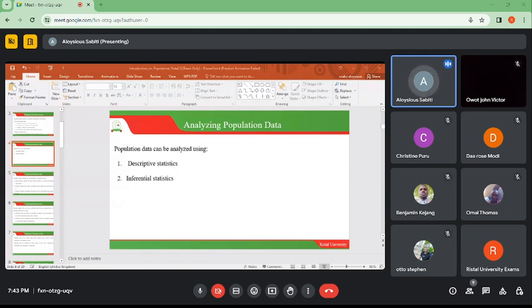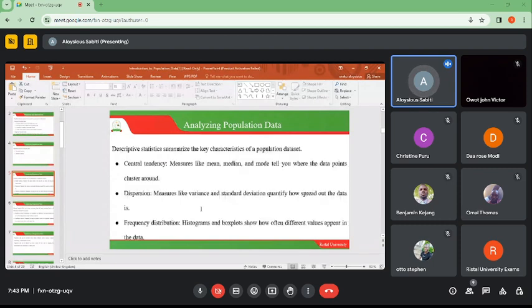You can also use frequency distributions such as histograms and box plots to show how often different values appear in the data. For example, if you wanted to do descriptive statistics of women who are attending antenatal care in your health facility, you can have a histogram, probably by month, just showing how many women came in the first month, how many came in the third month, how many came in the fourth month, how many came in the fifth month, just like that.